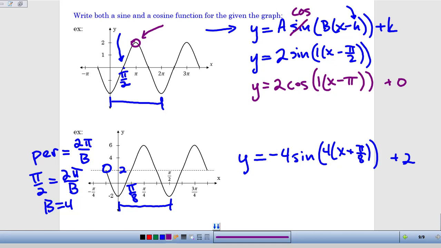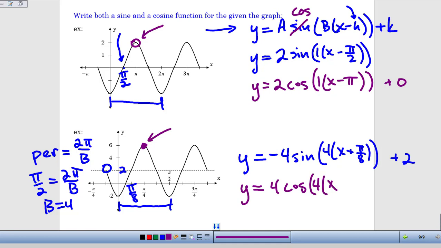If we want to write it as a cosine wave, we can go ahead and use this location here. Again, any maximum or minimum will do, but if we go with that one, we've got y equals, our amplitude is still 4, that's unchanged, but this time it's going to be positive 4 because we're starting at the top. It's now a cosine function instead of sine. Our period is the same, that has not changed by switching from sine to cosine, so that means our b value is still 4.